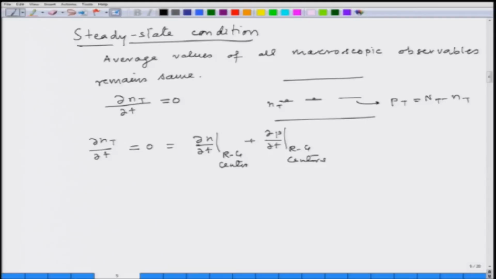Now, if I apply the steady state condition to the RG statistics, then we are going to have equal number, in words, basically we can say that there is equal creation and annihilation of electrons and holes.